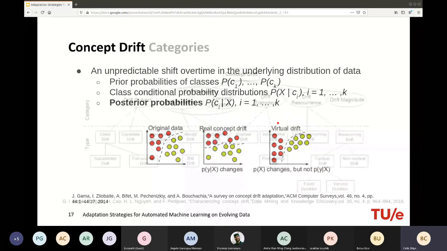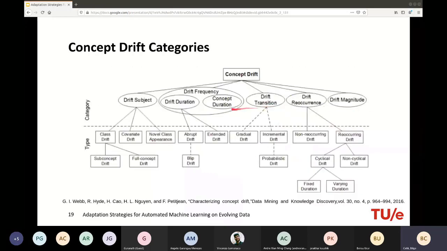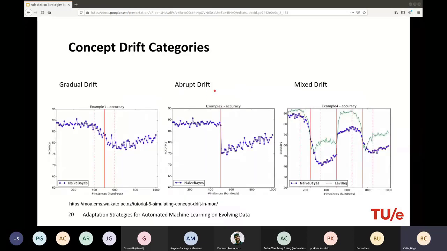There are different ways to categorize concept drift based on different drift characteristics. We are interested in gradual drift and abrupt drift in this research, and you can see how they affect accuracy plots in a non-adaptive classifier, as you may be familiar with already. We also include mixed drift, a combination of abrupt and gradual drift, because it increases the complexity of the adaptation process.